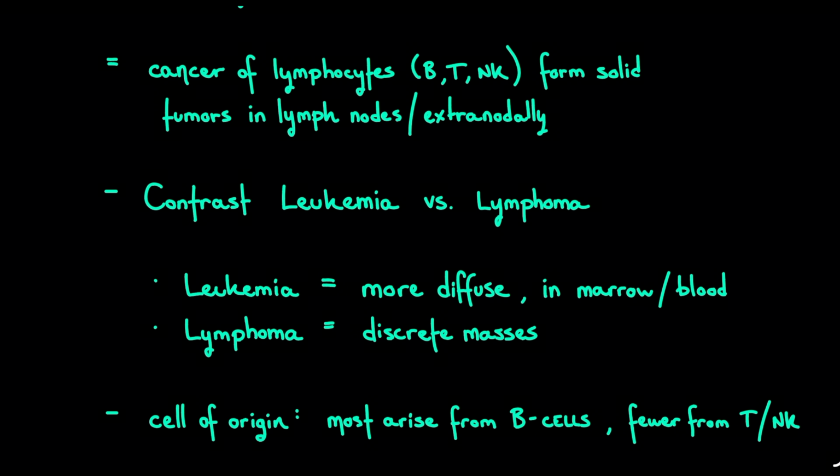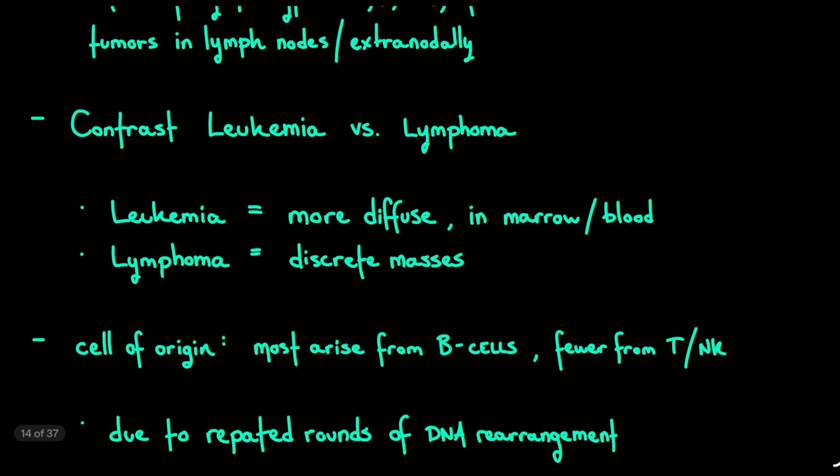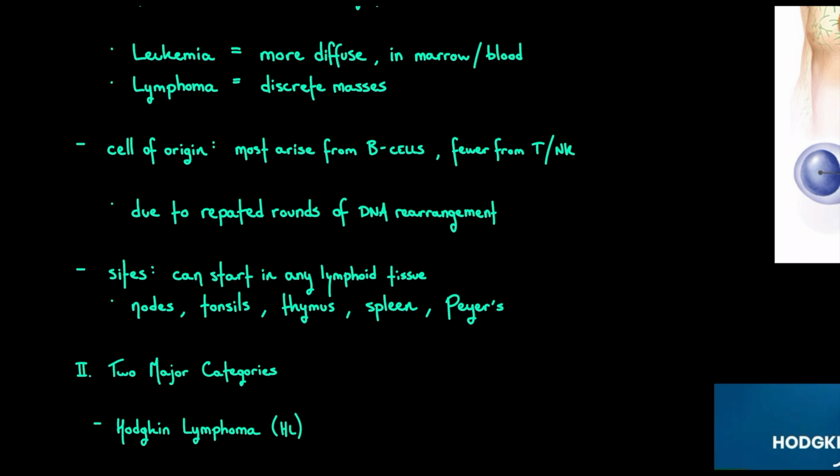So, if we think back to Unit 2 when we talked about leukemia, sometimes your lymphocytes there, or your lymphocyte progenitors rather, can cause some cancers. So, what's the difference there? Well, leukemia is more diffuse and it's more so a disease of the blood, of the marrow, whereas lymphoma is a disease of the lymph, and it's usually these discrete physical masses within the lymphatic tissue. Cell of origin, most of these arise from B cells, fewer T and NK cells.